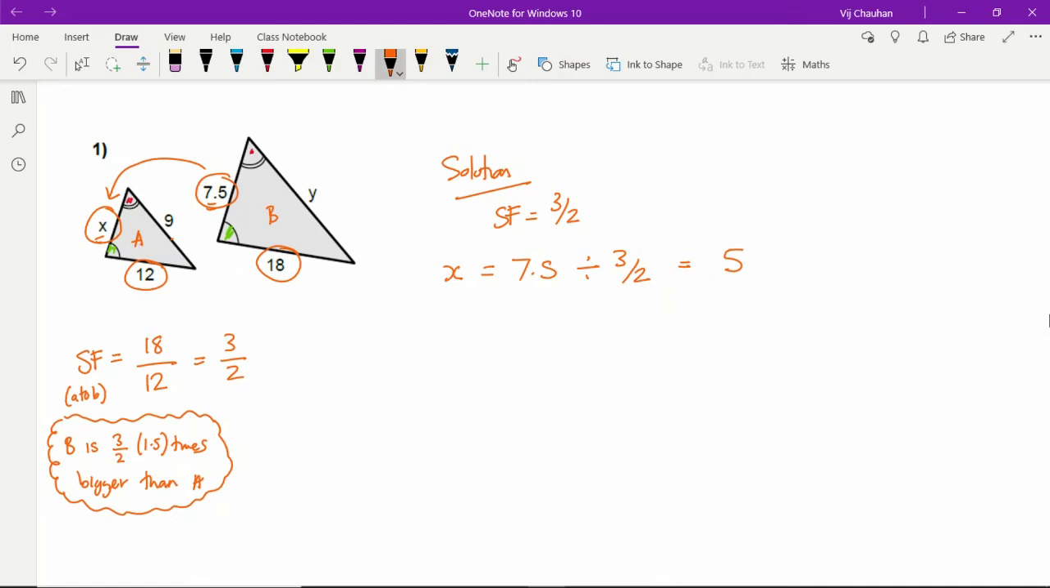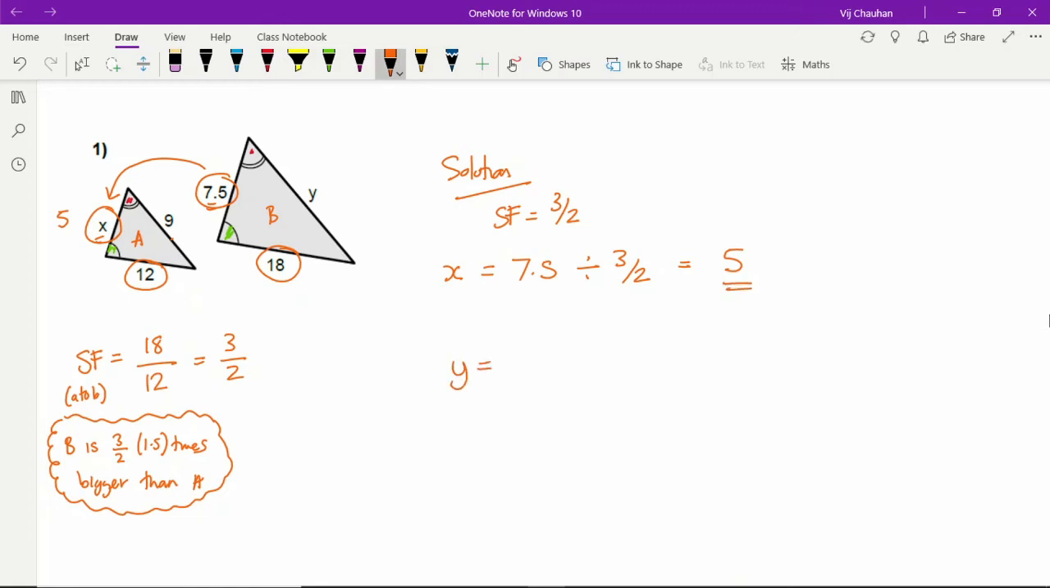Now, you always have to ask yourself, does that look correct? Well, yeah, because I'm expecting an answer that's smaller than 7.5. If you get an answer that's going in the opposite direction, there is a good chance that you've divided when you should have multiplied, and multiplied when you should have divided. So the answer for x is 5.